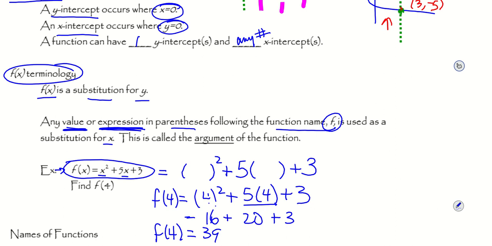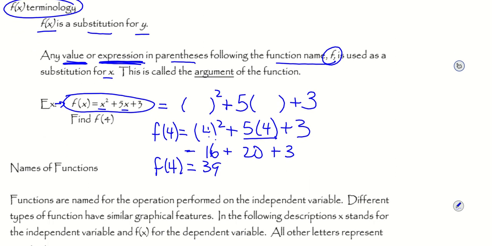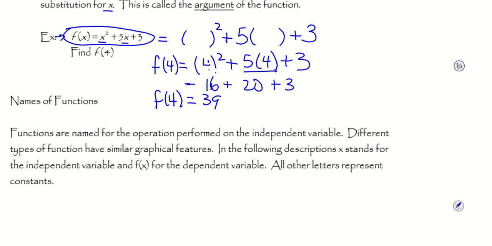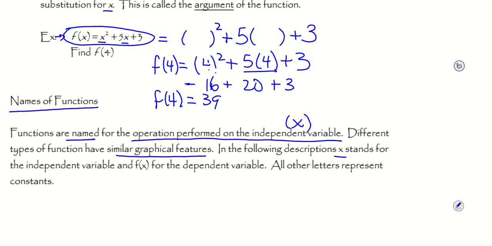So that's a review of terms that we need to be comfortable using as we're communicating about functions together. The next thing we're going to look at is the names of the functions that we will use over and over again this year. One thing to know about the names of functions is that functions are named for the mathematical operation that's performed on the independent variable x. Different types of functions have similar graphical features. So we're going to look at a table where we look at the basic form of different types of functions. In these descriptions, x is going to stand for our independent variable, f of x for our dependent variable.